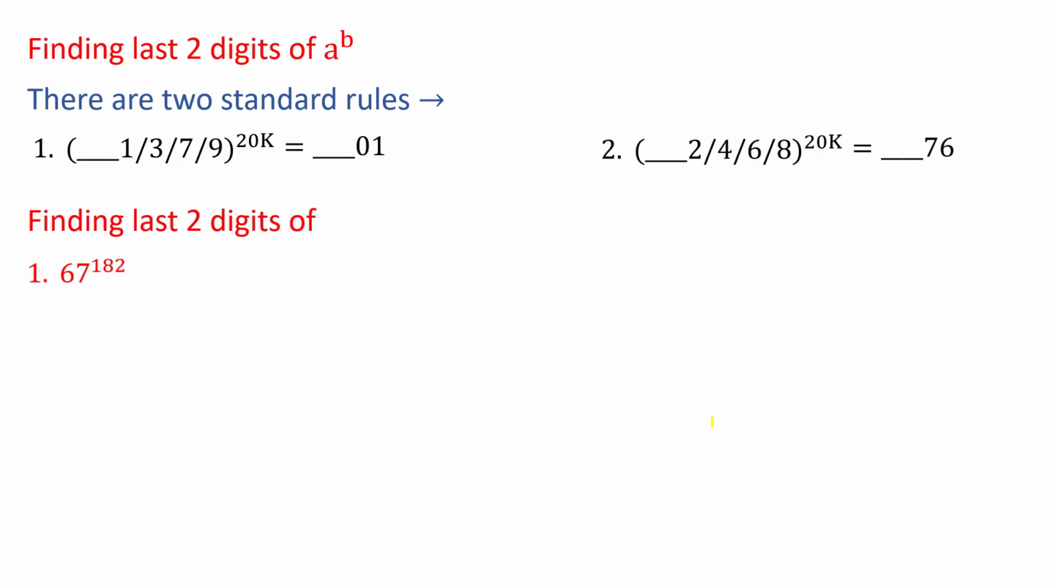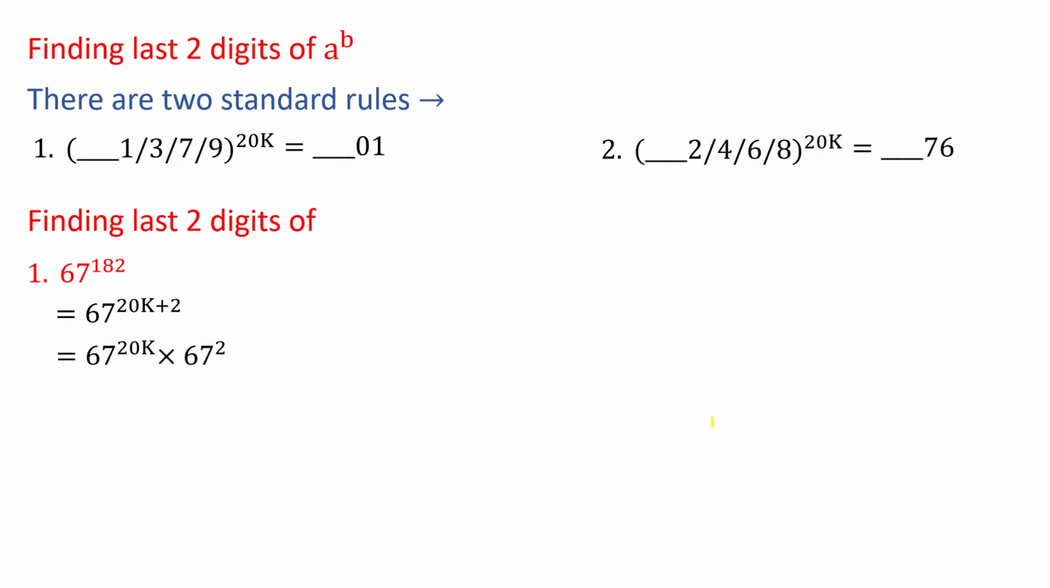Let's take an example. I want to find the last two digits of 67 to the power 182. Okay everyone, what we need to do is divide the power by 20, and the remainder is how much? 20 into 9 is 180, so the remainder is 2. So the power we can express as 20k plus 2, a multiple of 20 plus 2. So over here we can write 67 to the power 20k plus 2 as 67 to the power 20k into 67 to the power 2.